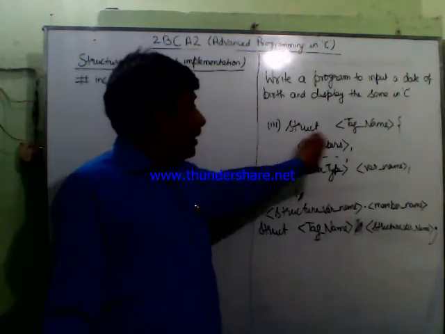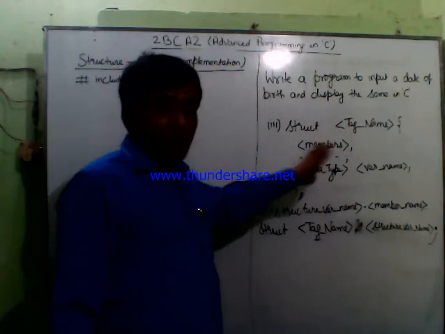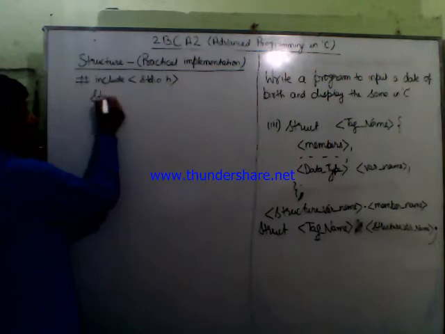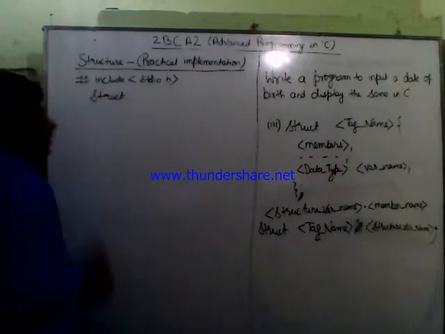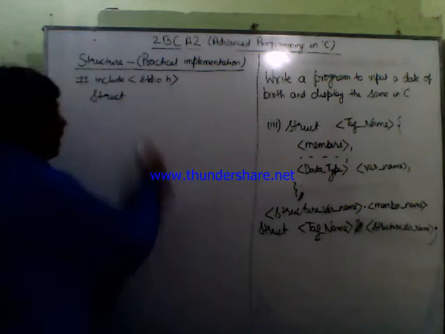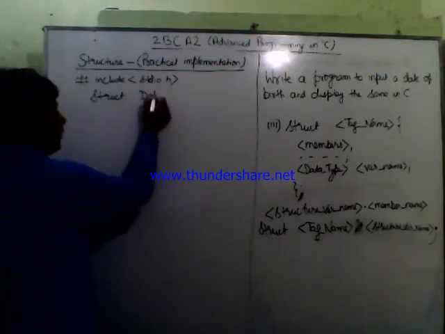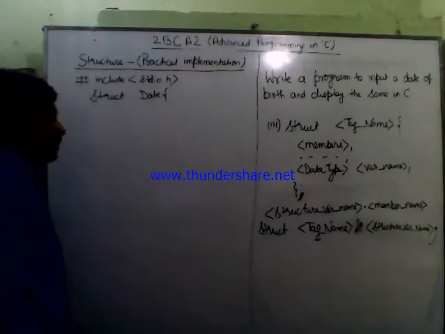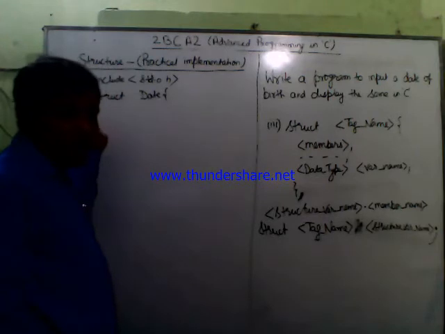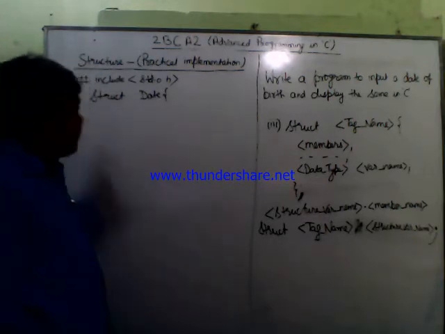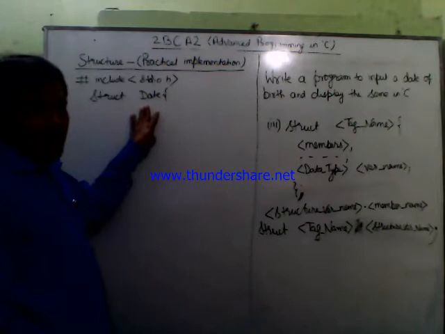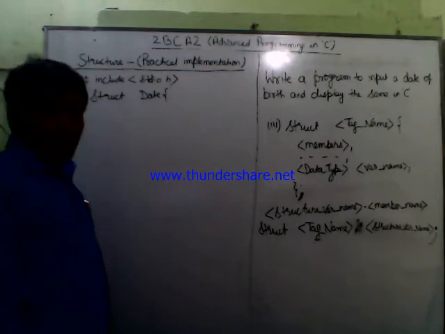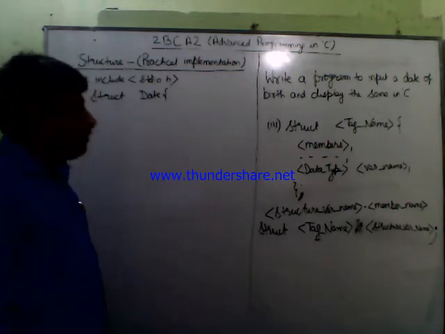The structure can be declared by this syntax also. This syntax states that you have to put first a struct, thereafter a tag name. I am putting the tag name Date, then I have to open the curly brace, and then I have to declare the members of this data type. My data type is Date, where D is in capital letter. Now I have to declare the members of the structure.